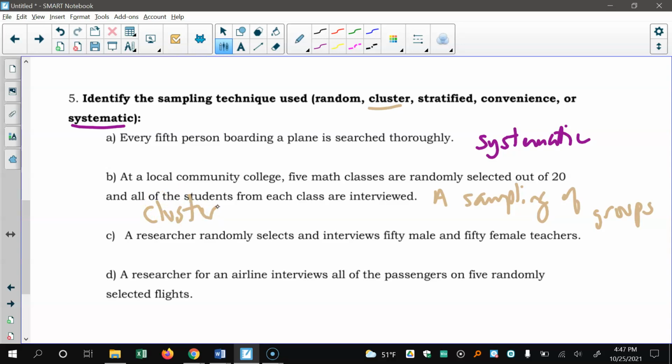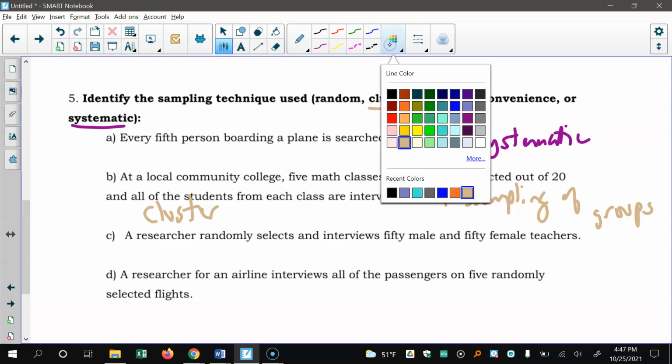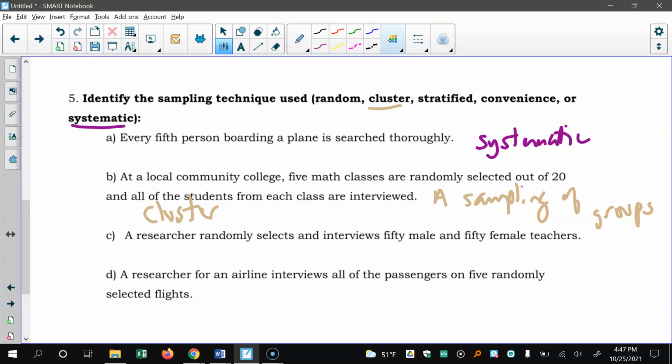Okay. Researcher randomly selects and interviews 50 male and 50 female teachers. This sounds like it's going to be pretty random. It doesn't say anything else about how they were grouped or anything of that nature. So I'm just going to go with random here. Makes the most sense to me.